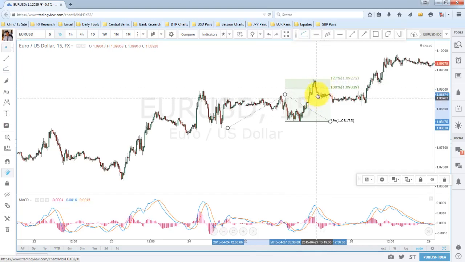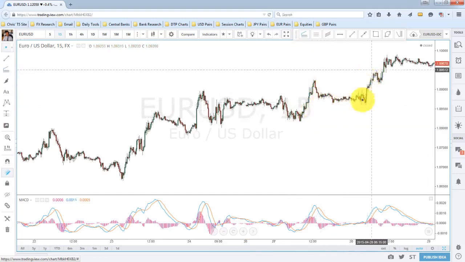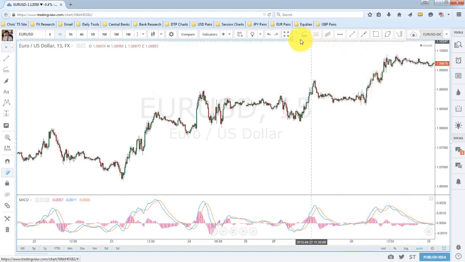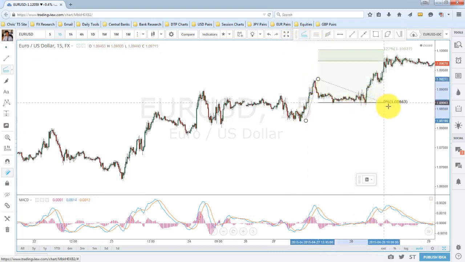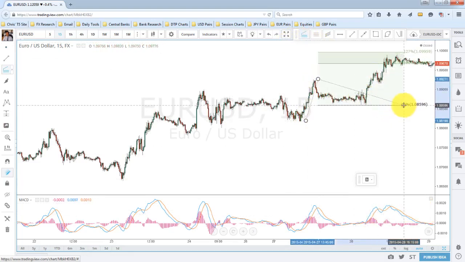Okay, let's continue to move forward here. And let's measure this particular cycle. Next cycle from the high to the low. This cycle moved into the 127% or equal legs of 127% zone. Okay, and found some resistance, started moving a bit sideways.